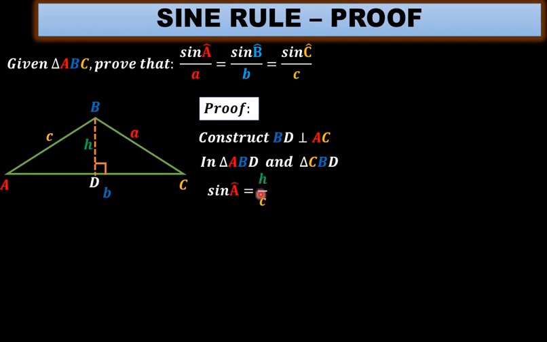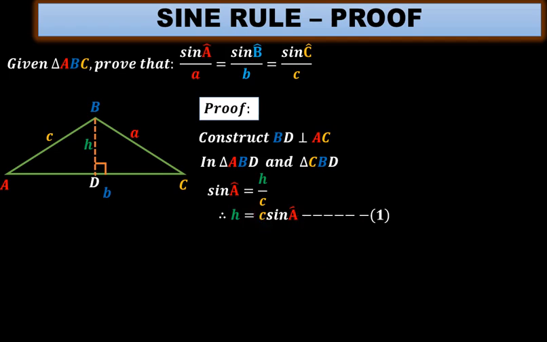Then from here, what we're going to do is cross multiply once so that we make H the subject of the formula. Or if you don't cross multiply, you can multiply both sides by C. Then you end up having H is equal to C sine A, and we'll name that equation number 1. So we are expressing H in terms of sine and the hypotenuse.